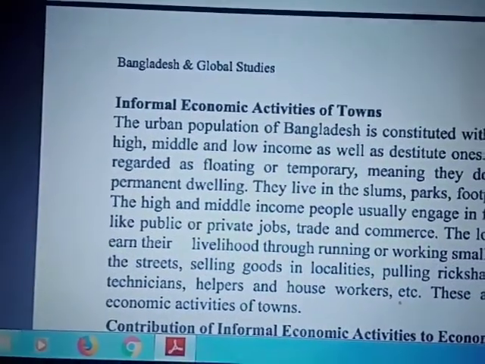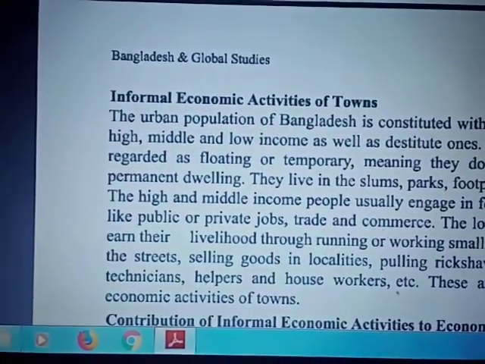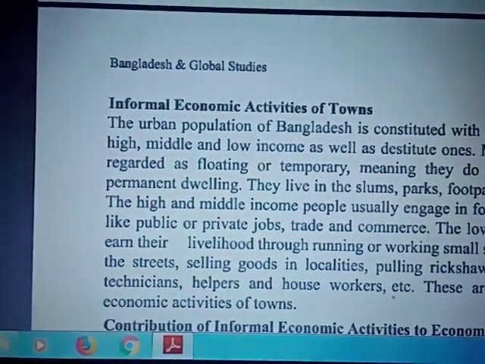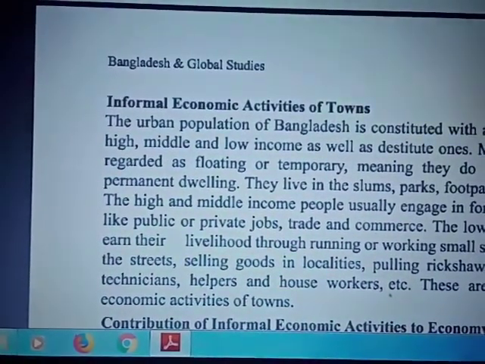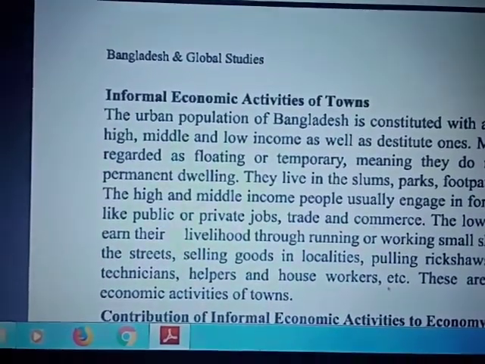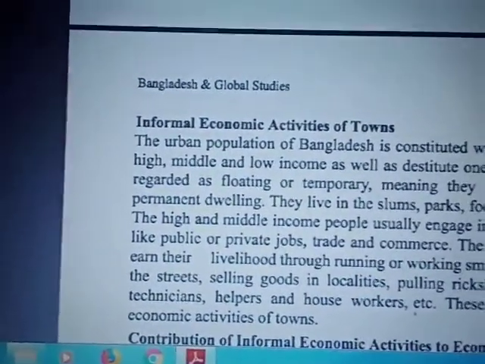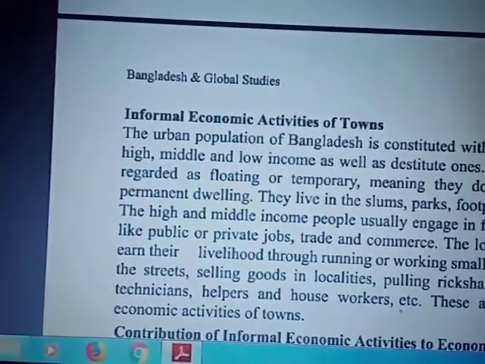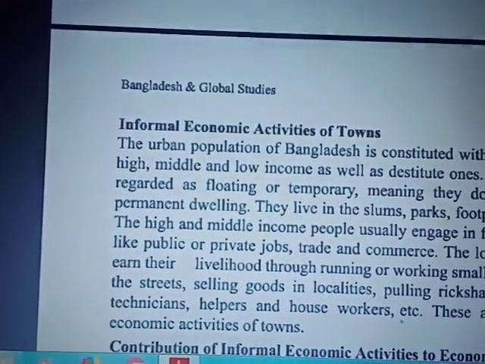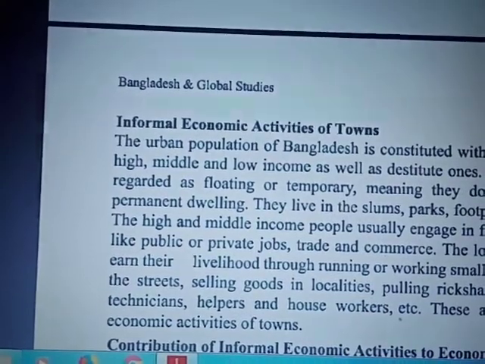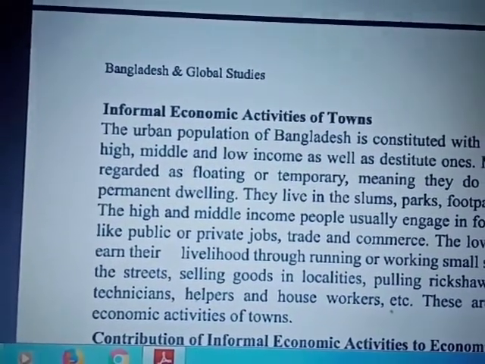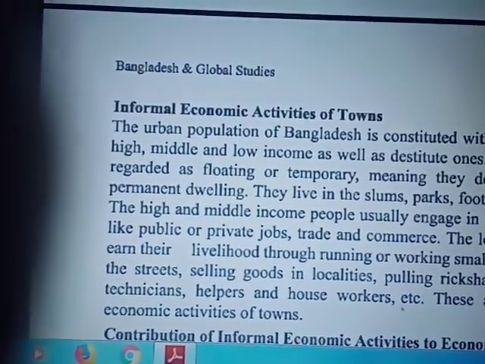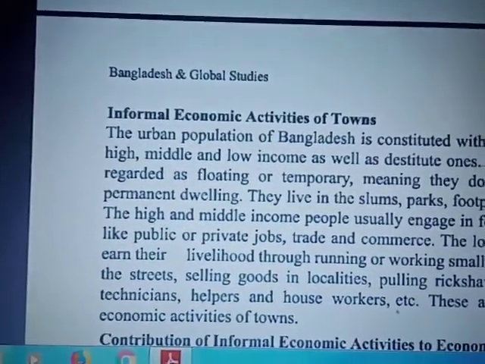Informal economic activities of towns. The urban population of Bangladesh is constituted of all classes of people: high, middle, and low income, as well as destitute ones. Many of the destitute are regarded as floating or temporary, who live on the footways or paved ways. They are called floating people, meaning they don't have their own permanent dwelling. They did not get a place in slums, and so they are living on the pavements, in parks, on footpaths, and at railway stations.